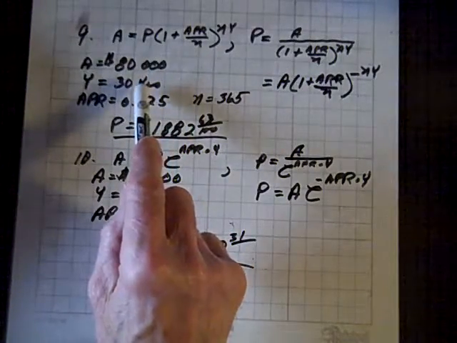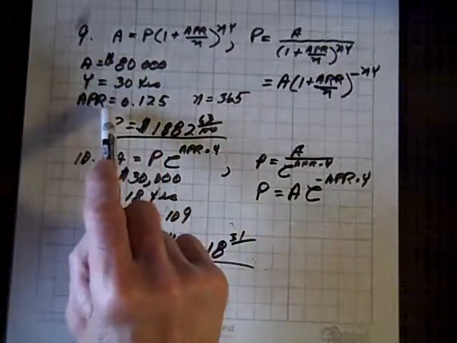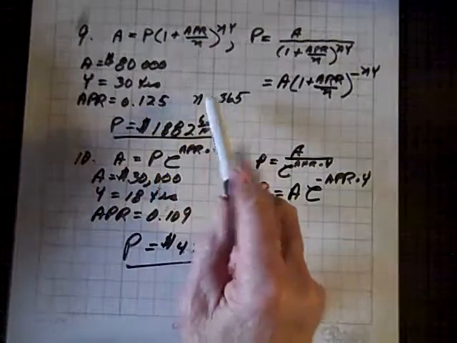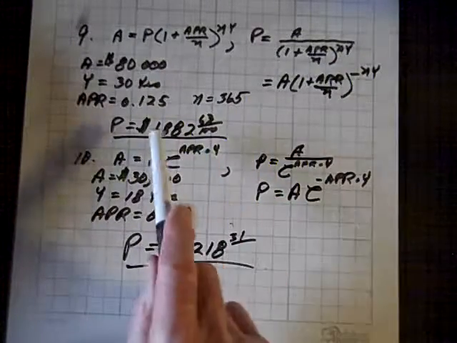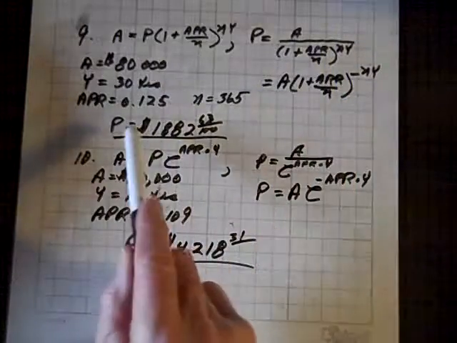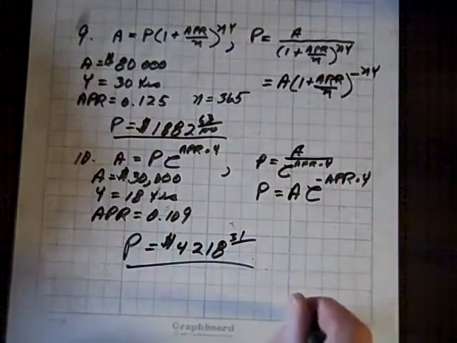Now, the amount is $80,000. That's the amount we want. And the number of years is 30. The rate is 12.5%. And it's compounded daily, so n is 365. When we stick those values into the formula, either one of these, what we'll get is $1,882.63.